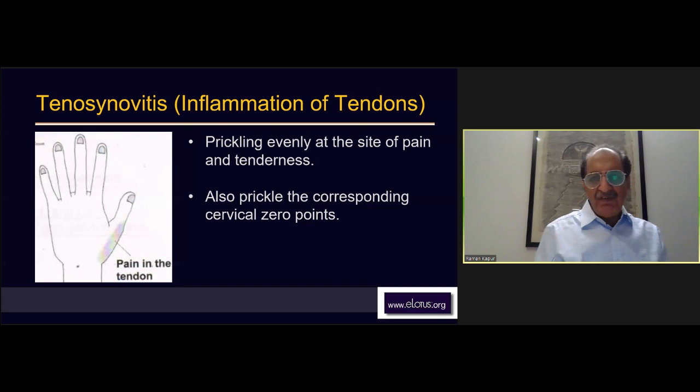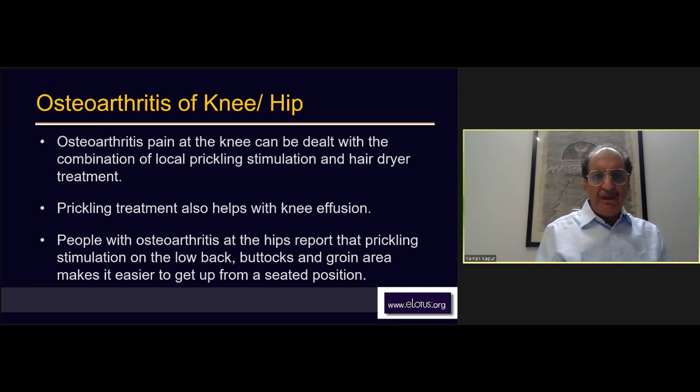Then osteoarthritis of hip and knee. We again all know very well that this is a very common problem in our practice. So rather than doing needling, you can see the amazing results of using PNST treatment and get great results. Osteoarthritis of the knee can be dealt with by doing a combination of local prickling stimulation and also hair dryer treatment. I'll be talking to you about this hair dryer treatment, which has been developed by Professor Nagata himself, and he professes that this treatment should be advised to the patient for home use.